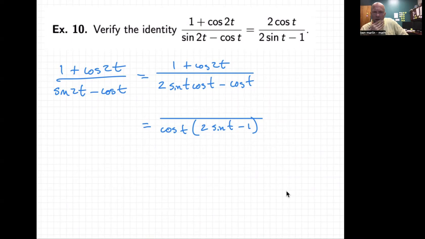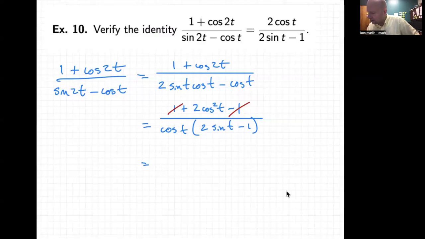So that says I want to get cosines in the numerator. So I'm going to take the cosine 2t and replace it with 2 cosine squared t minus 1. That was one of my formulas, right? And now I can see that I can get cancellation from the addition on top. And I have 2 cosine squared t divided by cosine t times 2 sine t minus 1.